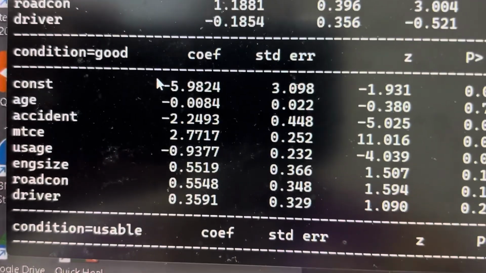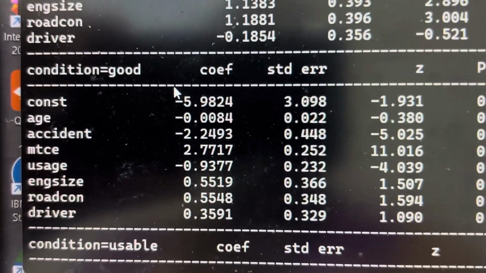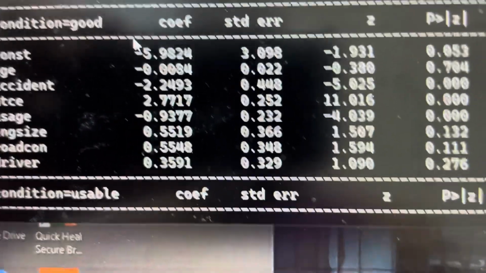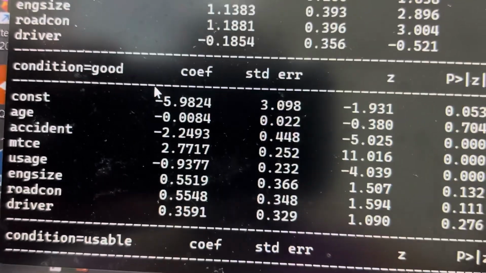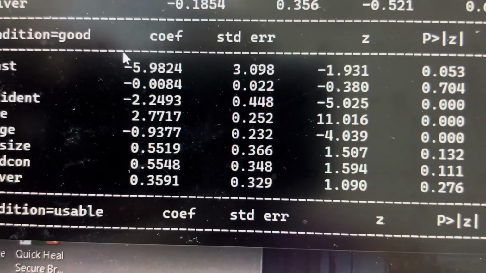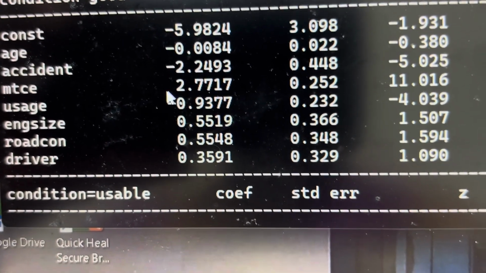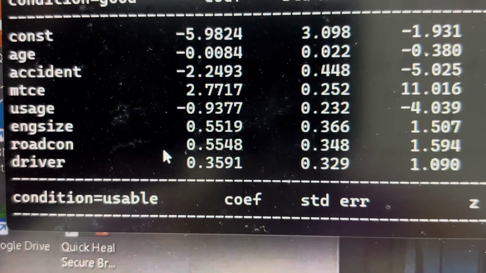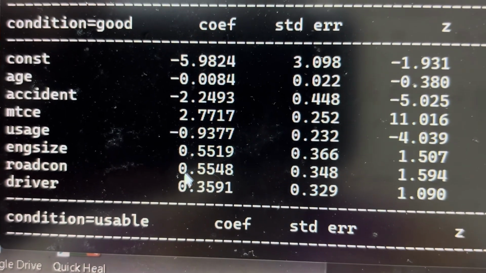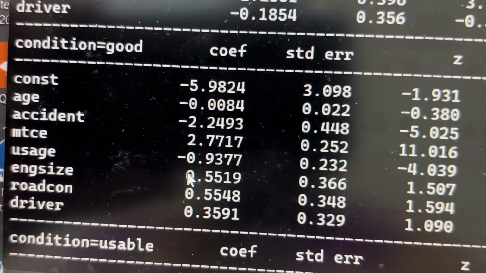Now it has left the excellent condition. You're now going to good condition, because it's analyzing them according to those variables that are in the dependent variable. The variables there are excellent, good, usable, and bad. So now this is comparing good. So the one maintenance is also positive to good. The engine size is positive. Road condition is positive. Driver also is positive. But age, accident, and usage are negative.